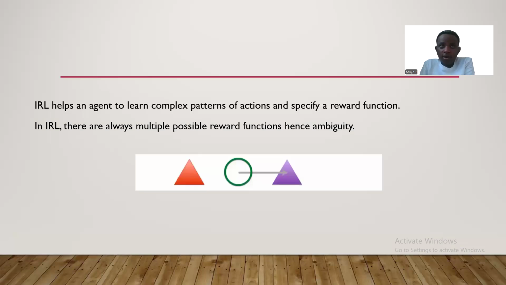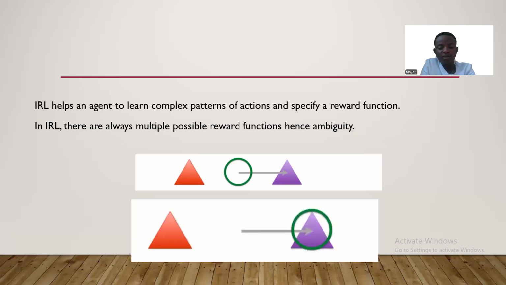So now, like in this example here, we're demonstrating, we have this orange triangle and a purple triangle. So this green ring is supposed to move. Here we're seeing the green ring, the green circle, moves until the purple triangle.